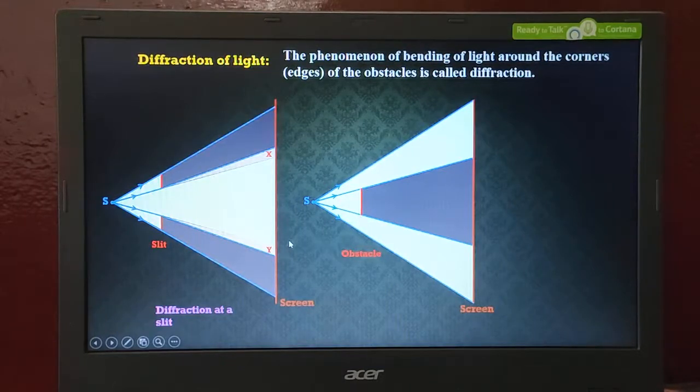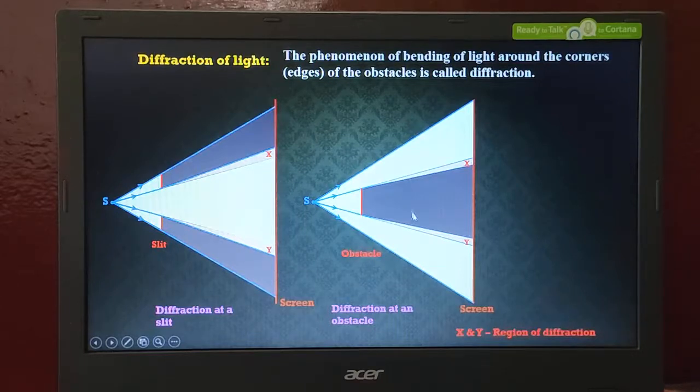Around the edges of the obstacle we get a bending property of light. Here what we have got is diffraction of an obstacle. Earlier we had diffraction of a slit, and now we are getting diffraction of an obstacle. Here X and Y give the diffraction property of light. Here XY is a region of diffraction.